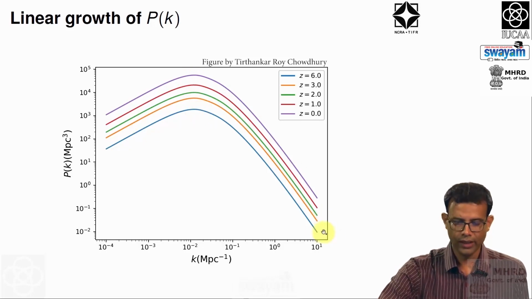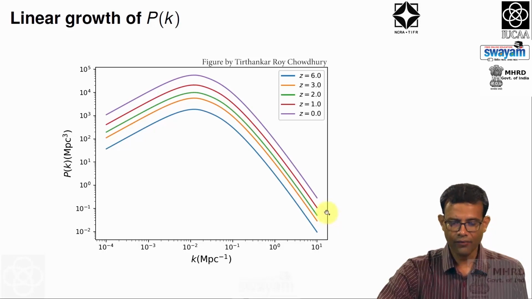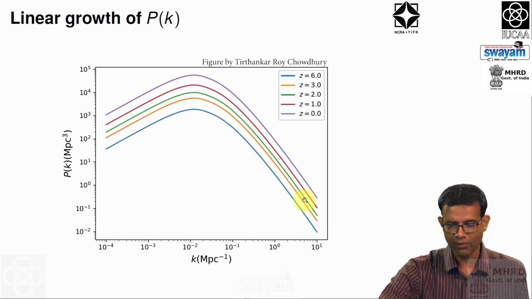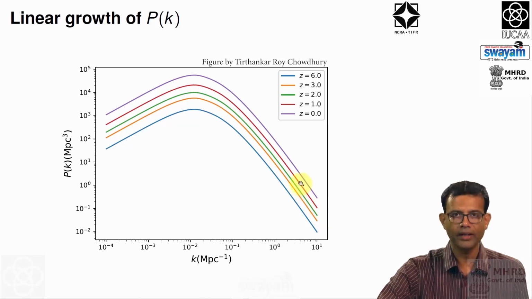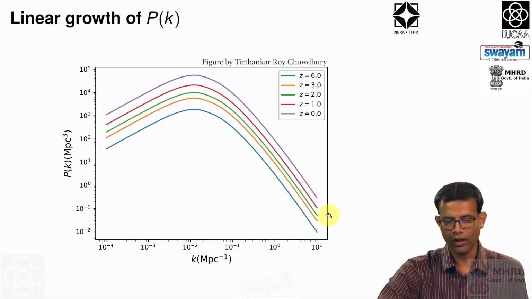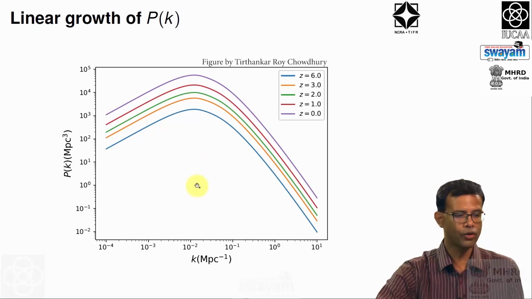So, the linear theory predictions are quite simple: there is a shape of the power spectrum and then you multiply by a redshift dependent factor to get its value at different redshifts. As you go to lower and lower redshifts, the overall amplitude essentially rises, it grows. So, this is the linear growth of the power spectrum.